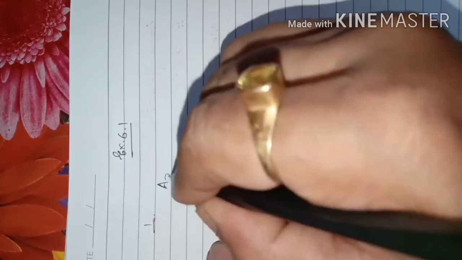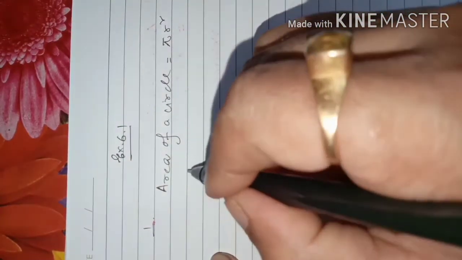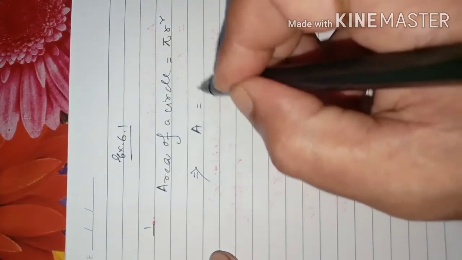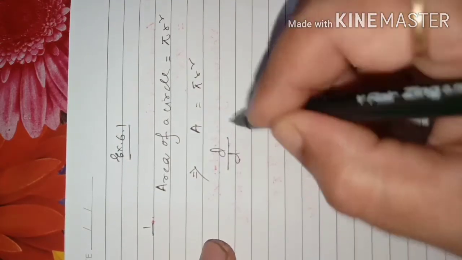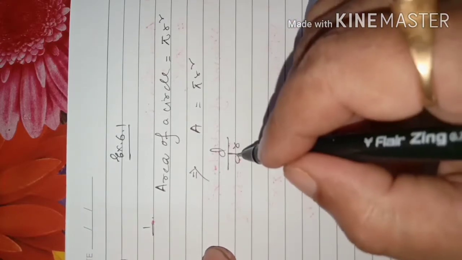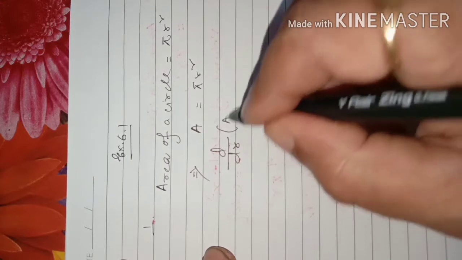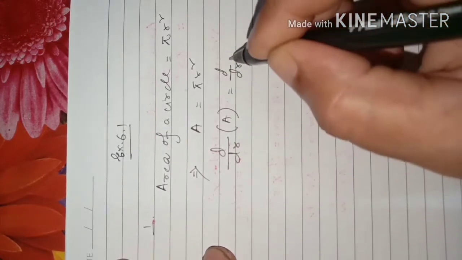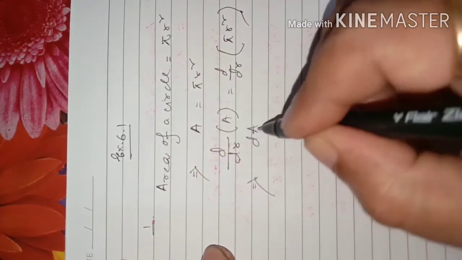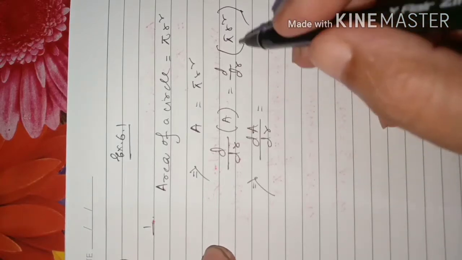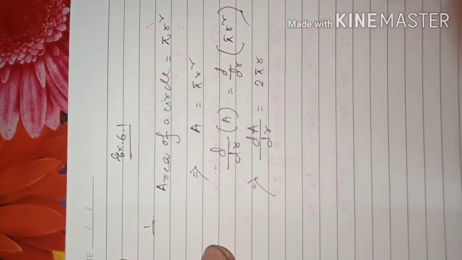Area of a circle is given by the formula: area of a circle is equal to pi r square. Suppose A stands for area, so A is equal to pi r square. Now the rate of change of area will be d/dr, with respect to radius. So we write d/dr of the area A is equal to d/dr of pi r square. So dA by dr is equal to d/dr of pi r square, that is 2 pi r.